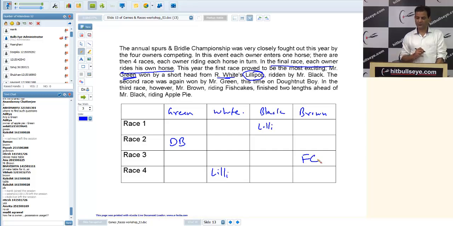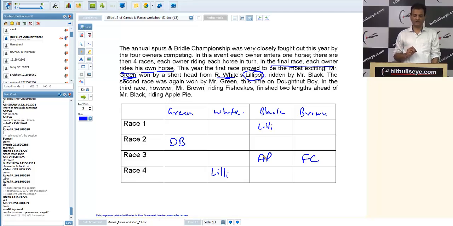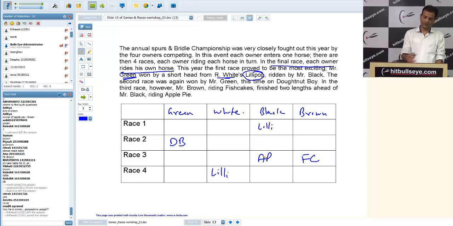Finished 2 lengths ahead of Mr. Black, riding Apple Pie. Mr. Black is riding Apple Pie. This is the information given in the question. Now, according to this, we will make a table.